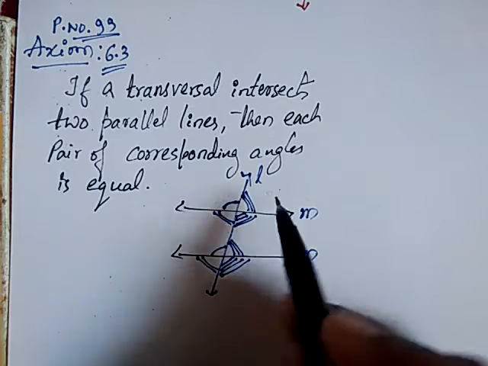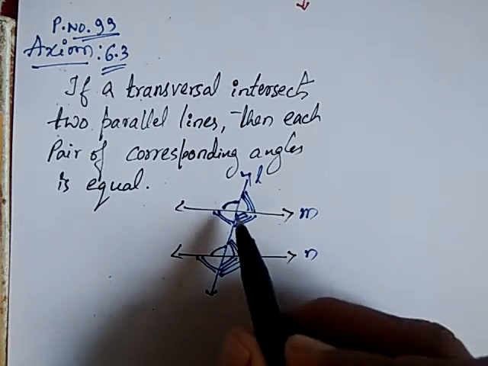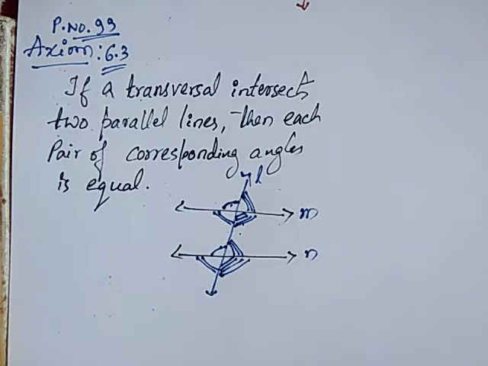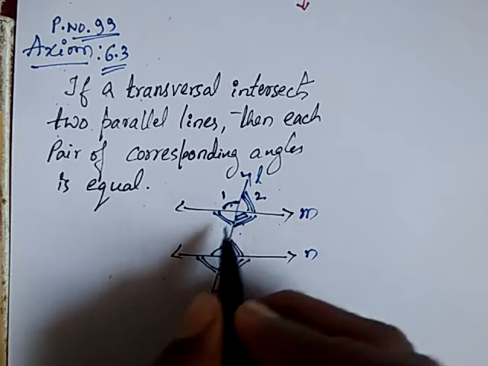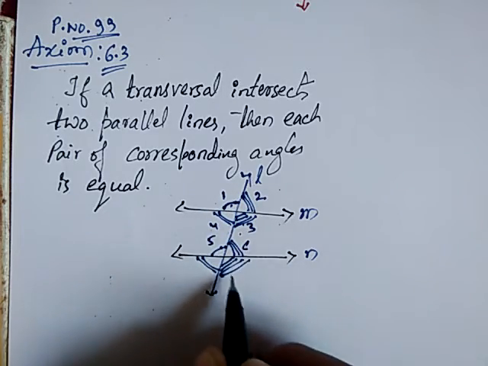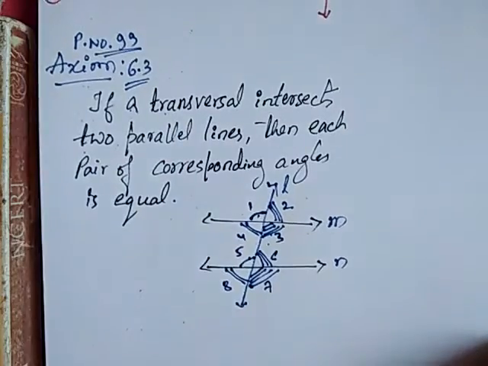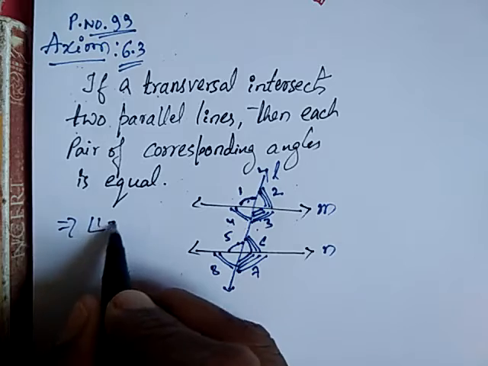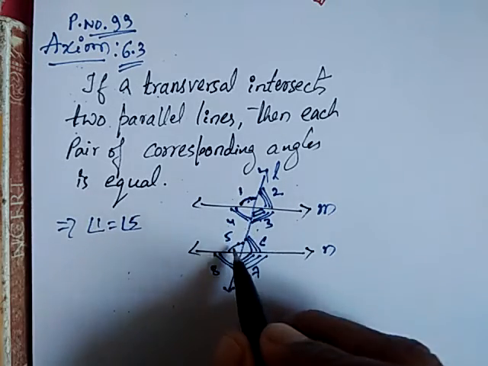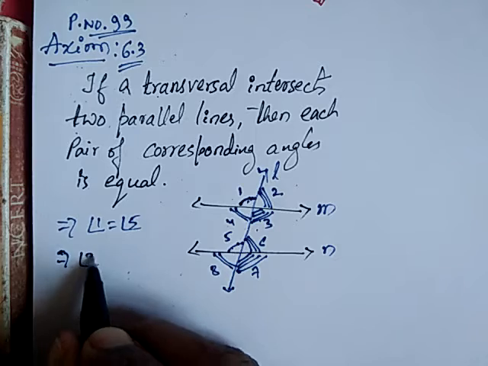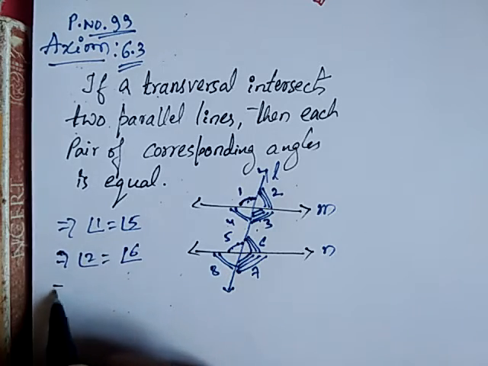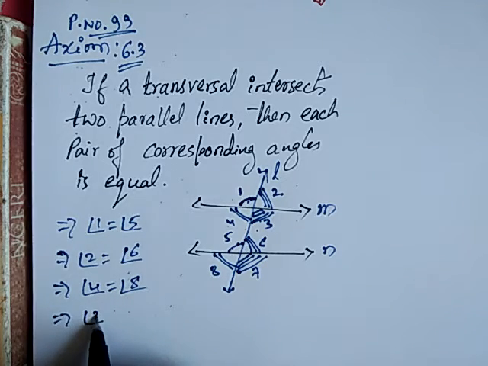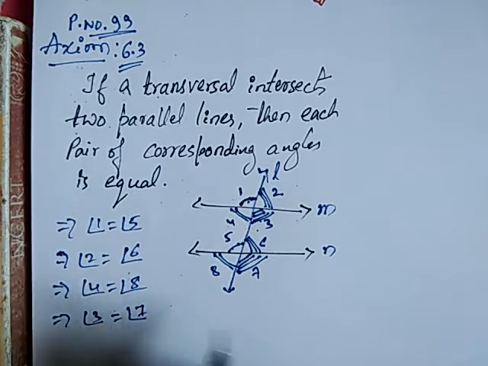So what it says: if a transversal intersects two parallel lines, then each pair of these are equal, these two are equal, these two are equal, these two are equal. So you can name the angles here: angle 1, 2, 3, 4, 5, 6, 7 and 8. When two parallel lines are given, it automatically implies that angle 1 is equal to angle 5, this angle and this angle. Similarly angle 2 is equal to angle 6, angle 4 is equal to angle 8, and angle 3 is equal to angle 7. So these are the equal angles.